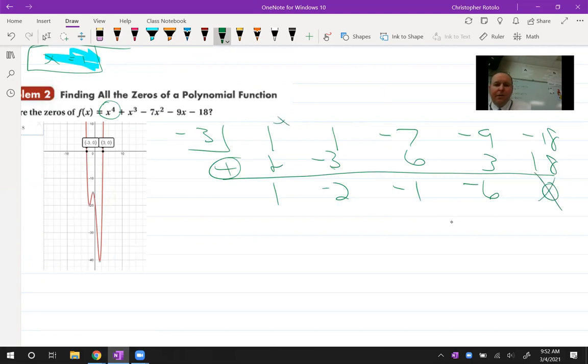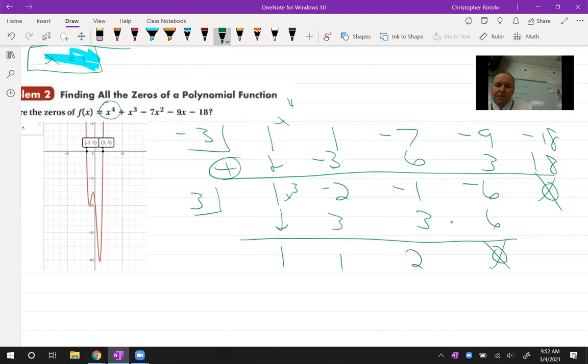So this was x to the 4th. So this is x to the 3rd. But I have to use positive 3 this time, right? Those are my two solutions. Bring it down 1, 3, 1, 3, 2, 6. All right, we got rid of that. So that means this is x squared plus 1x plus 2 equals 0.